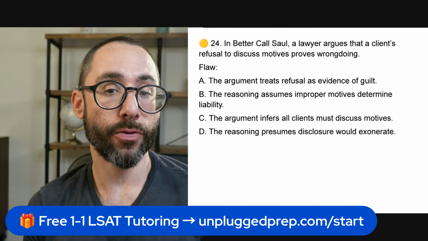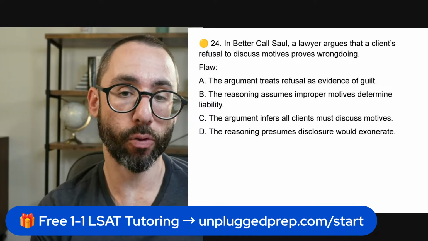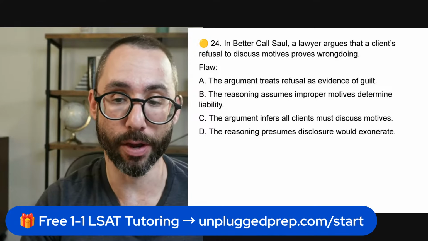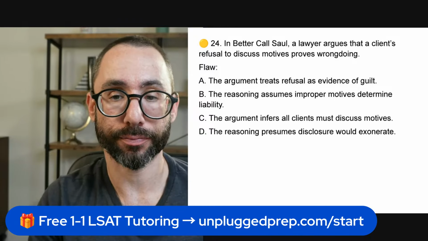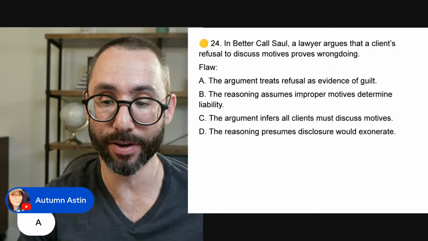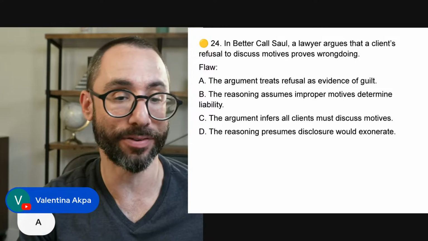The client refused to discuss motives, therefore there was wrongdoing. That's what they're claiming here. Evidence, conclusion. So what's problematic about this? Just because they won't talk, does that mean they're automatically guilty? Of course not. You can plead the fifth, right? I see a ton of folks got this. So we have a ton of folks saying A: Passion, Nathan, Zuli, Anne, Giovanna, Osvaldo, Autumn, all saying A. Fantastic. The answer is in fact A. Valentina gets it as well.